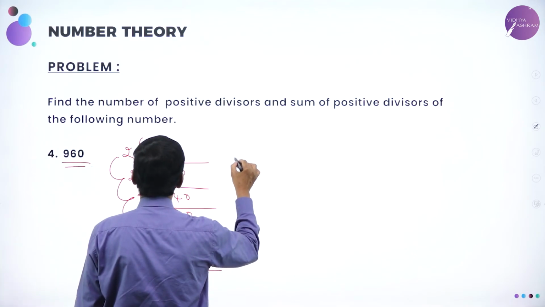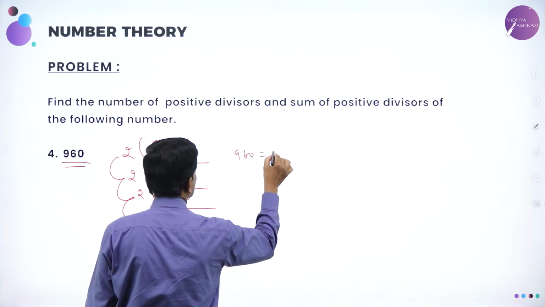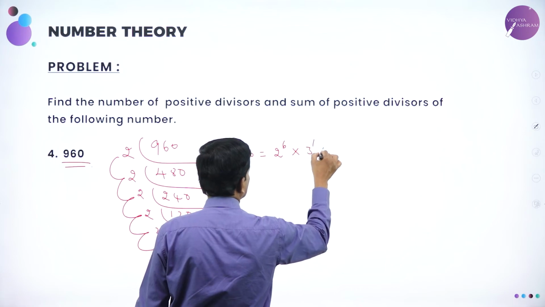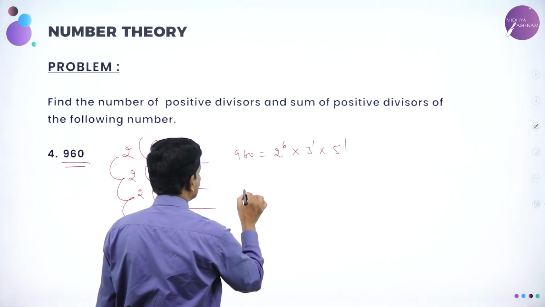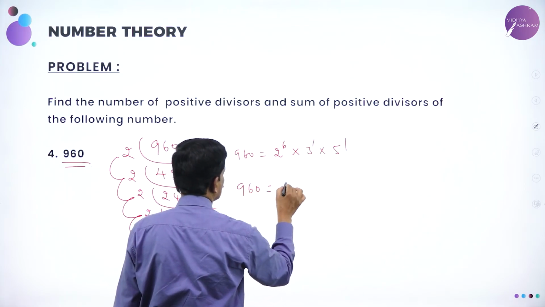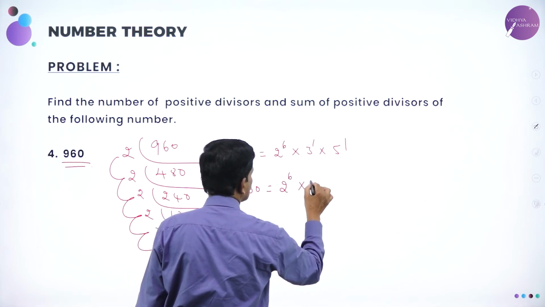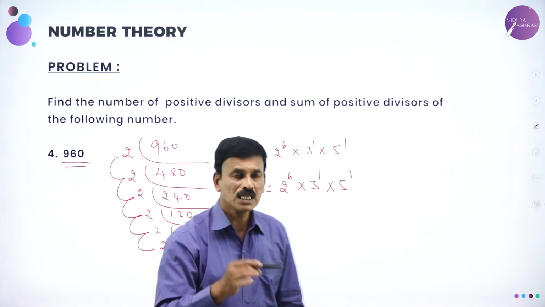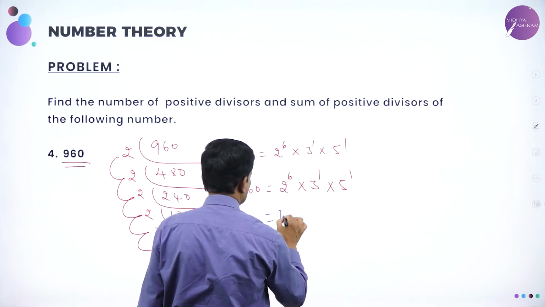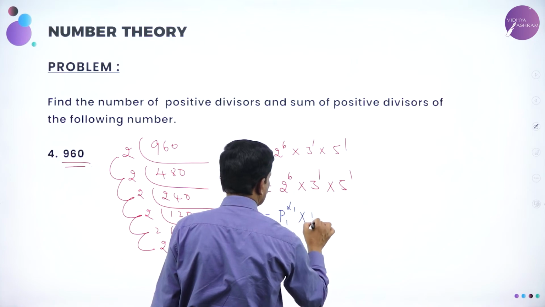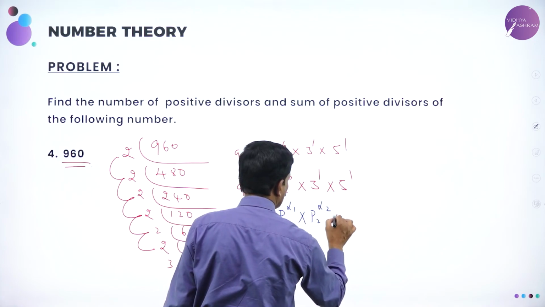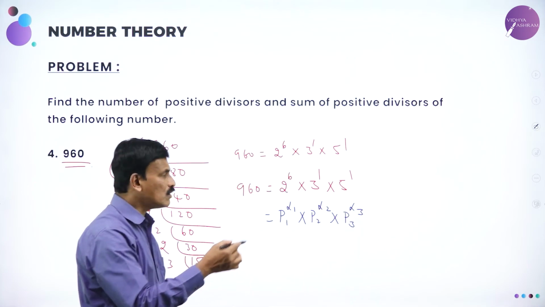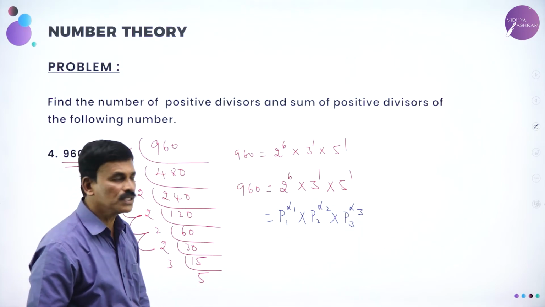So 960 can be written as 2 to the power of 6 into 3 to the power of 1 into 5 to the power of 1. So 960 is equal to 2 power 6, 3 power 1 into 5 to the power of 1. This can be written as P1 to the power of alpha 1 into P2 to the power of alpha 2 into P3 to the power of alpha 3. This is called the canonical representation of the given number.